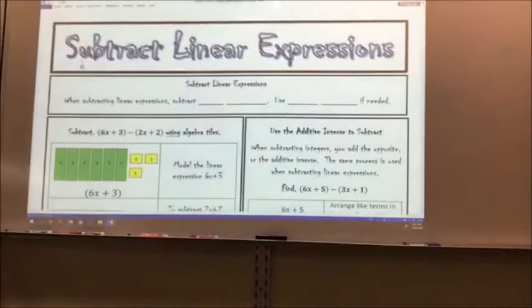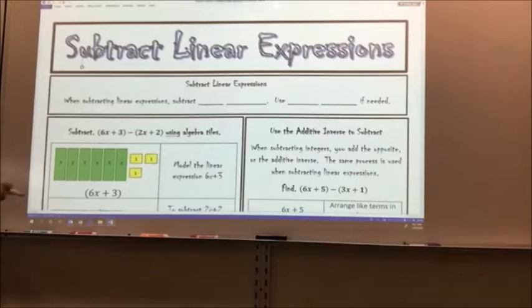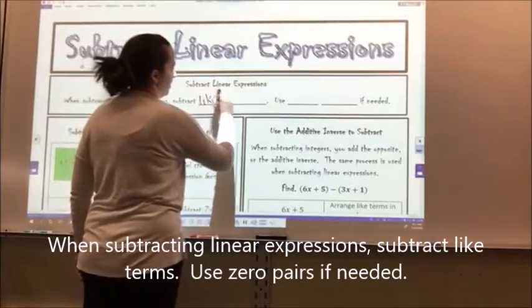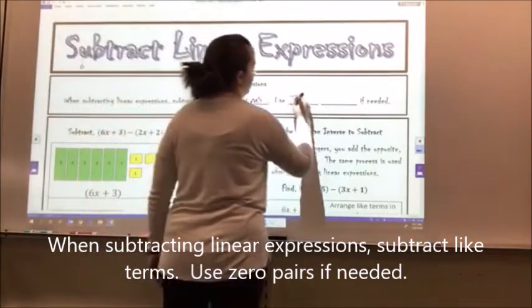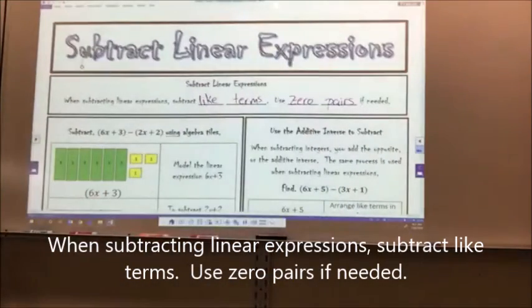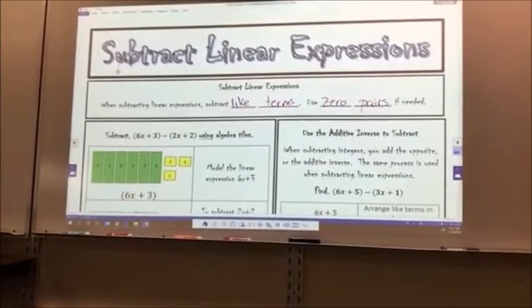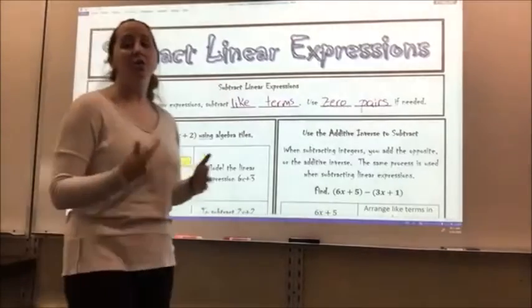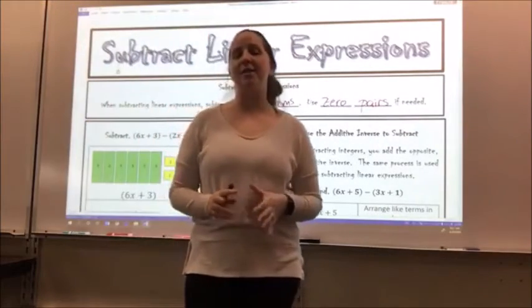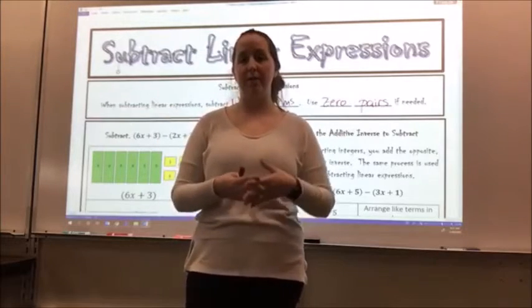When subtracting linear expressions, subtract blank, blank. Use blank, blank if needed. So in those blanks, you're going to write like terms and 0 pairs. So when subtracting linear expressions, I subtract my like terms and I use 0 pairs if needed. So last time we actually talked more about 0 pairs. So remember, 0 pairs are just like additive inverses. You're just finding something, so like 3 and -3, they cancel each other out. They're 0 pairs of each other, okay?